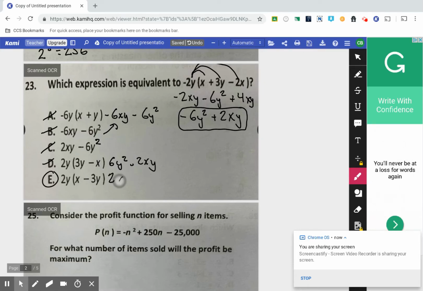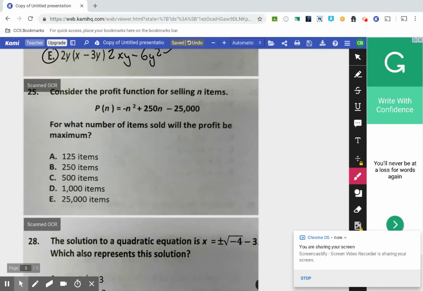If I distribute that, 2xy minus 6y squared. Now, they wrote theirs differently than us. We put the 2xy last and negative 6y squared first. It doesn't matter. As long as the signs stay consistent, it's the same thing. So easy math, hopefully. Took some time, though, to go through and work out all 5 answer choices, but we land with answer choice E again.